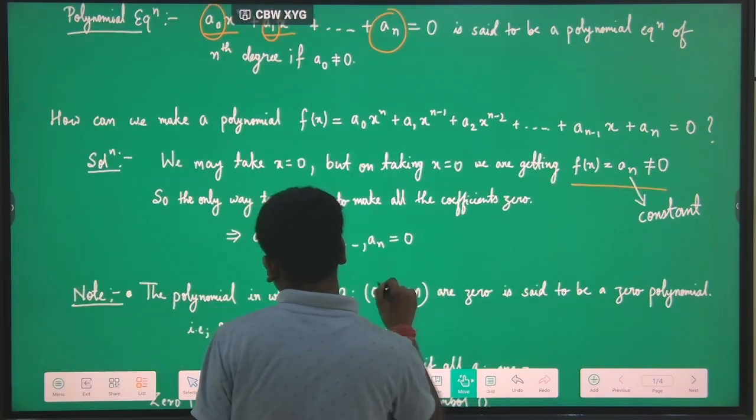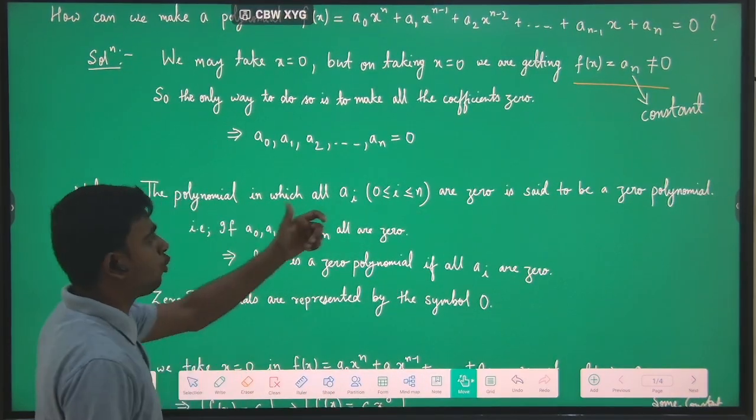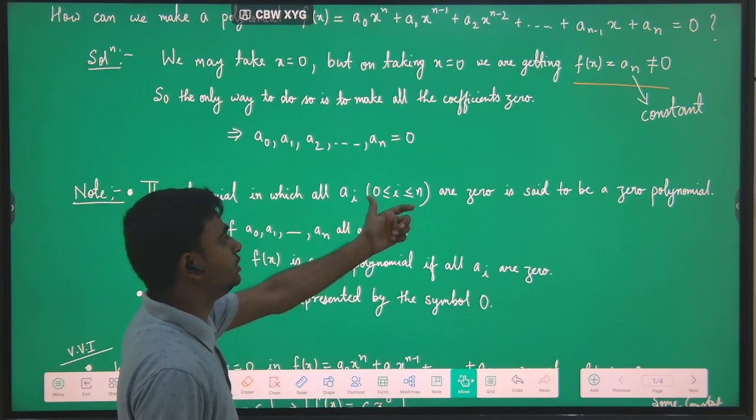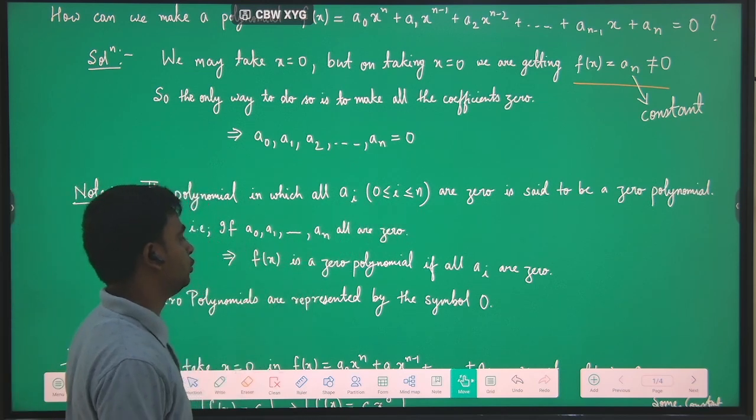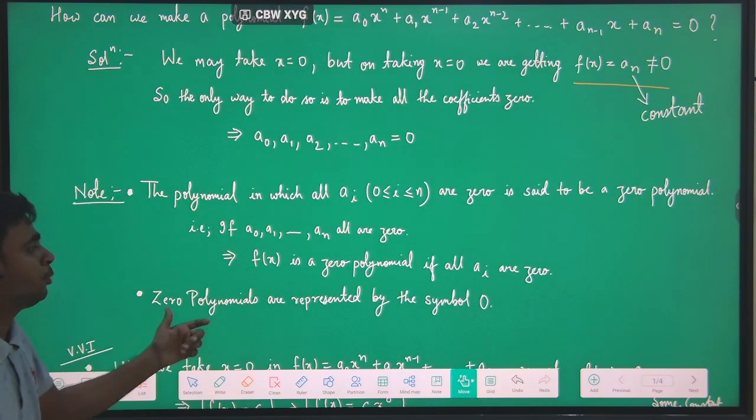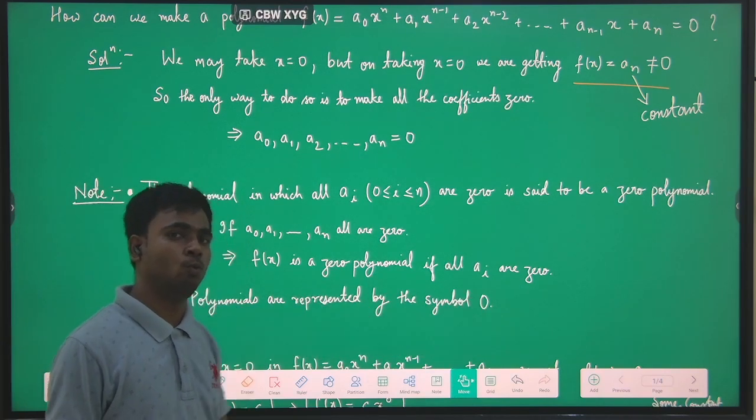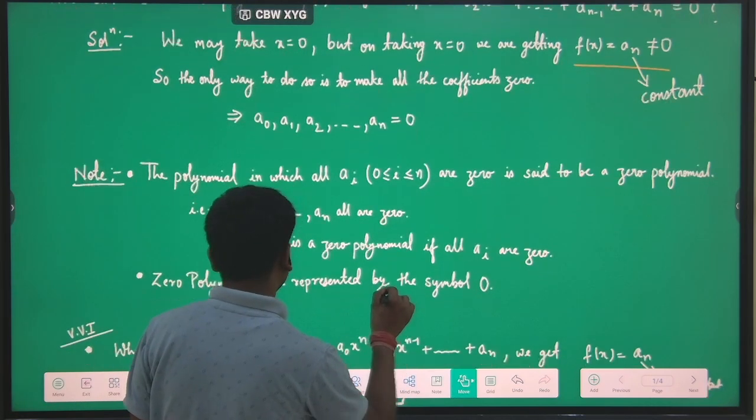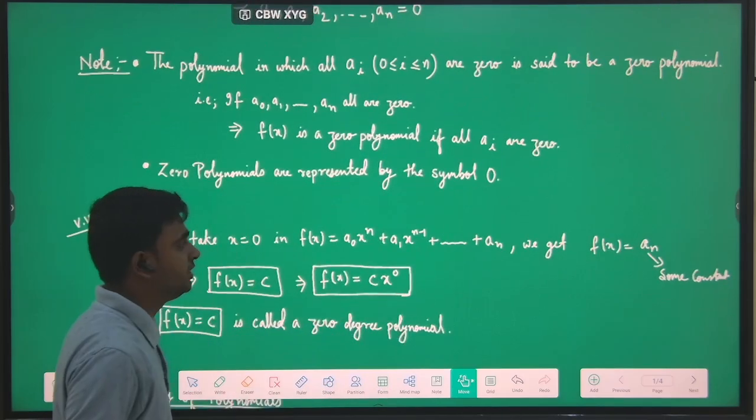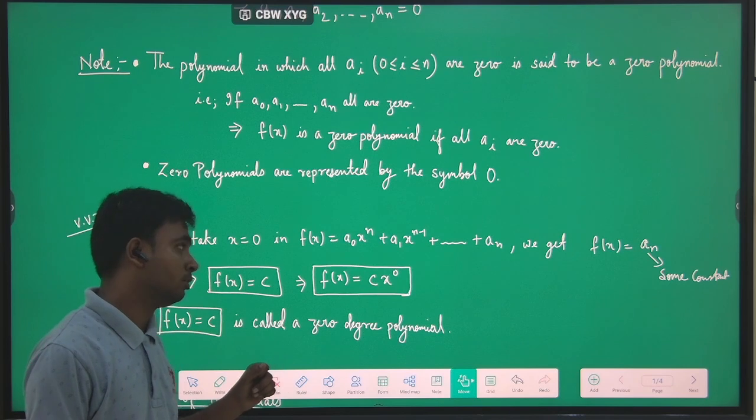So this polynomial in which all ai are 0 is termed a 0 polynomial. These types of polynomials are represented by the symbol 0 or O. Okay. Now, it is very important to understand the difference between a zero polynomial and a zero degree polynomial.